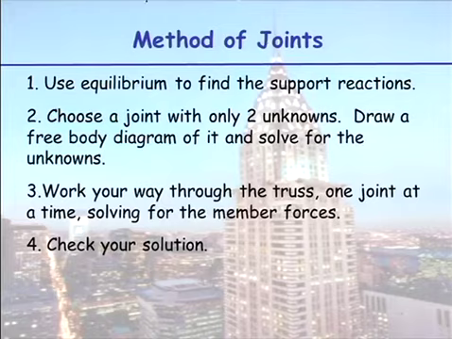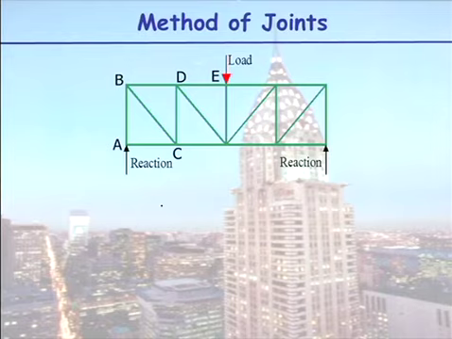So what is the method of joints? We use equilibrium to find the support reactions. We choose a joint where we only have two unknowns. We can only cope with two unknowns. We then draw a free body diagram of it and solve for the unknowns. And then you work your way through the truss one joint at a time, solving for the next force and the next force and the next force. Hence it's been called the method of joints.